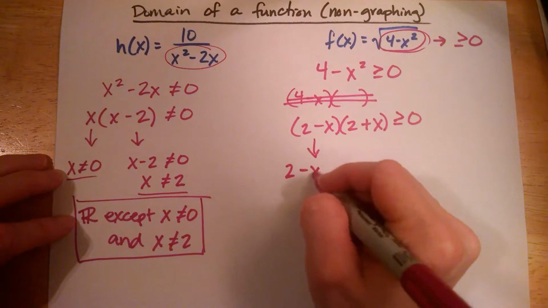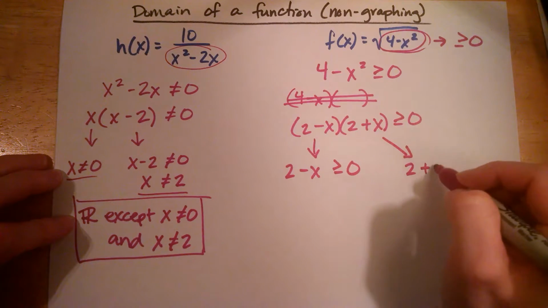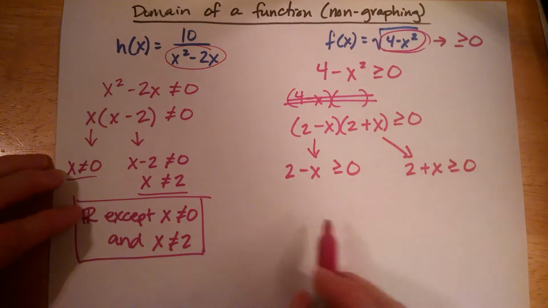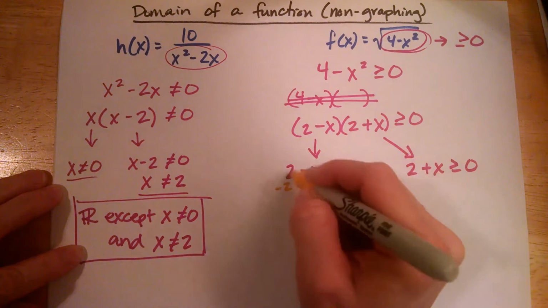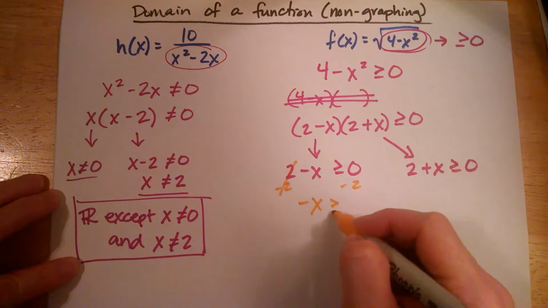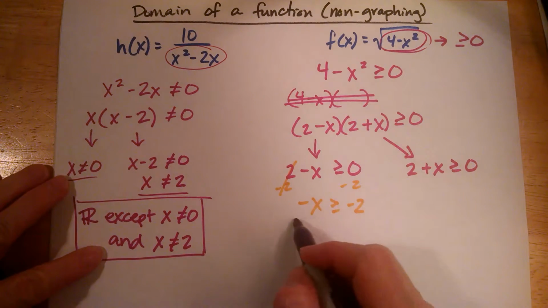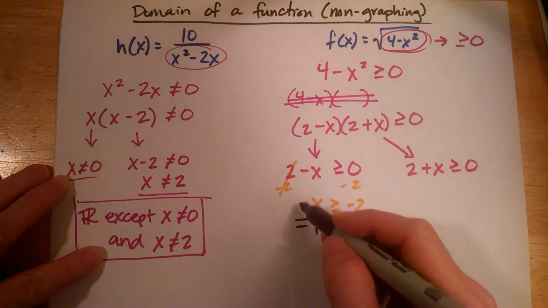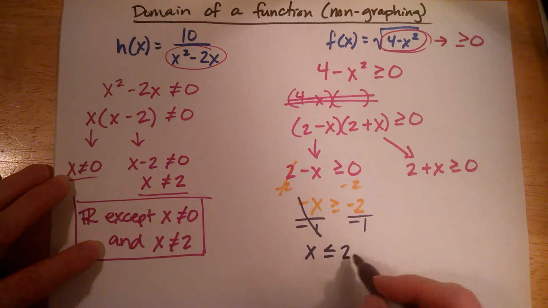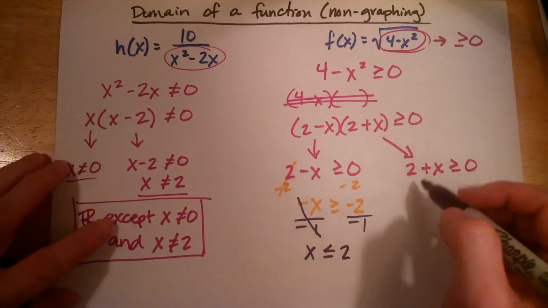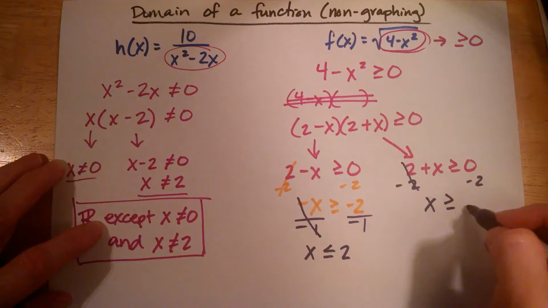So we have 2 minus x is greater than or equal to 0. And over here, I'm going to separate this one: 2 plus x is greater than or equal to 0. Okay, so solve for x here. I'm going to move my 2 to the other side, so I'm going to subtract 2. And we have negative x is greater than or equal to negative 2. Now remember, when we're dealing with inequalities and we divide by a negative 1, that's going to cancel out here, but it's also going to flip our sign, so x is going to be less than or equal to 2. And then over here, let's solve for x. I'm going to subtract 2, so x is greater than or equal to negative 2.